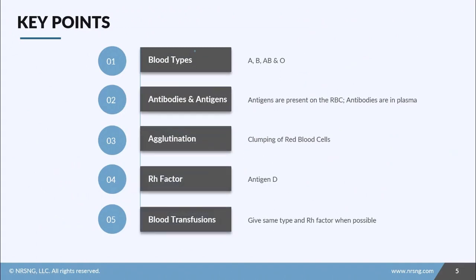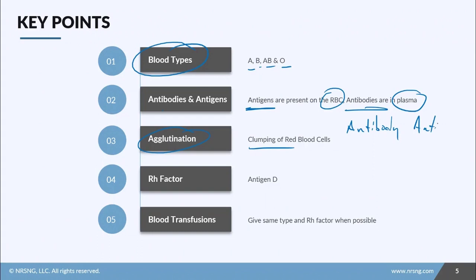Okay, so let's recap. We talked about the different types of blood types. You've got A, B, AB, and O, and then the antibody-antigen relationship. The antigens are present on the surface of the red blood cell, and the antibodies are in the plasma. Agglutination occurs because of the clumping of the red blood cells, because of that antibody and antigen reaction that could potentially happen. The Rh factor is that antigen D, and if it is present, that means it is positive. And if it's absent, then it's negative. And then blood transfusions. We always want to try to give the same type and the same Rh factor whenever possible.